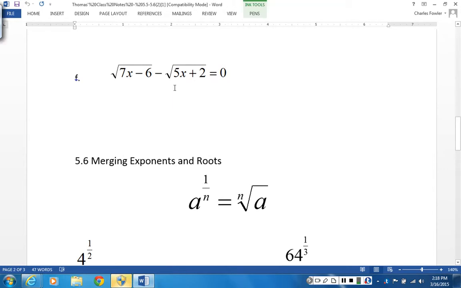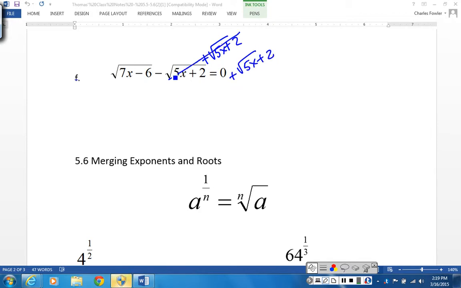F here looks like it is hard. However, it's probably one of the easiest problems, because first we want to get a radical on one side by itself, and now we have 2 here, as you can see. So if we can get one radical on one side and the other radical on the other side, it will be better. So I'm just going to add radical 5x plus 2 to both sides. That way all of that cancels out. And you're left with radical 7x minus 6 equals radical 5x plus 2.